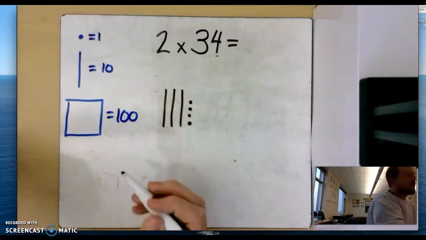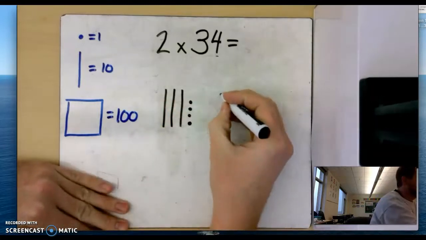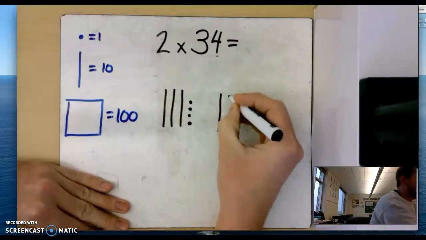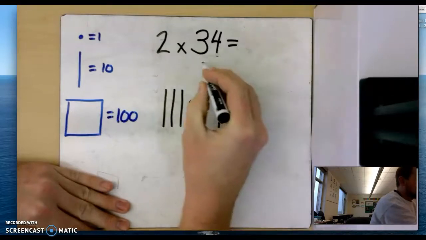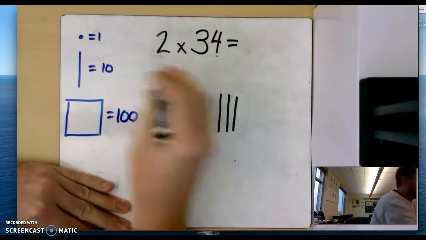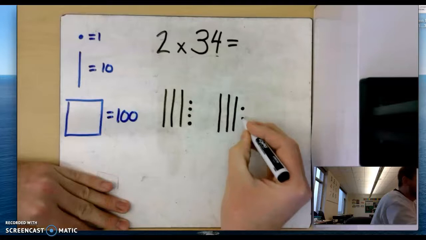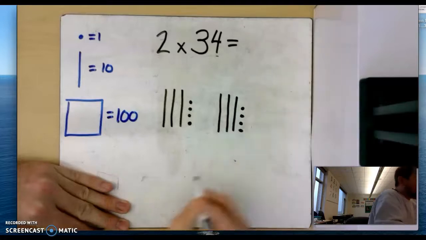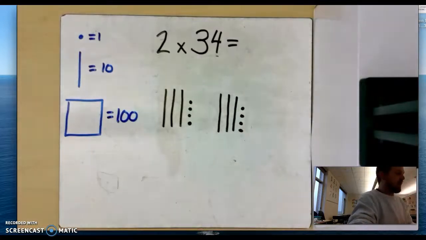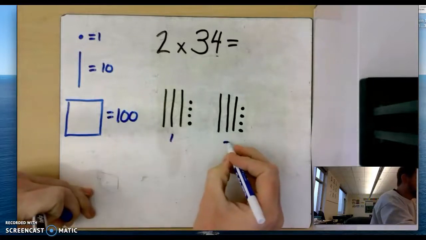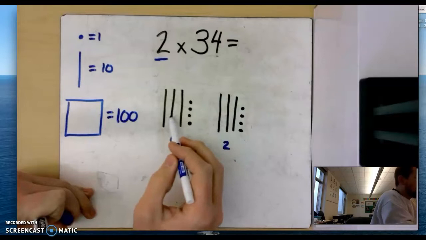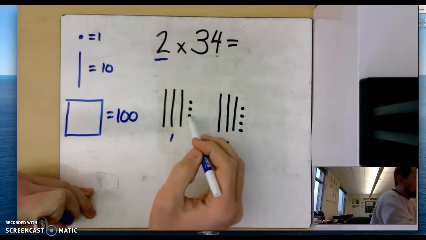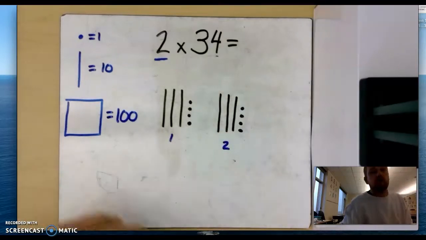Okay, my problem tells me that I need 2 groups. So I'm going to repeat this again. I'm going to draw 1, that will be 10, 20, 30, getting my 10s to match up. And now I need to get my 1s to match up. So I'm going to do 4. 1, 2, 3, 4. And now you can see that I have 1 group, 2 groups, that's my 2 groups, and 34: 10, 20, 30, 31, 32, 33, 34. So I've represented that on both of them.